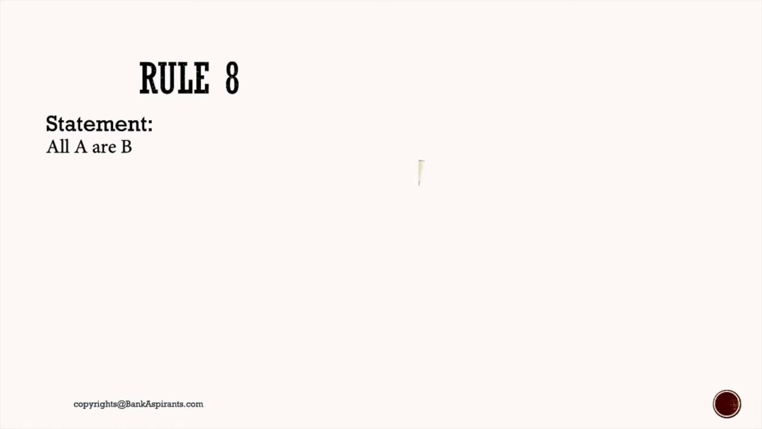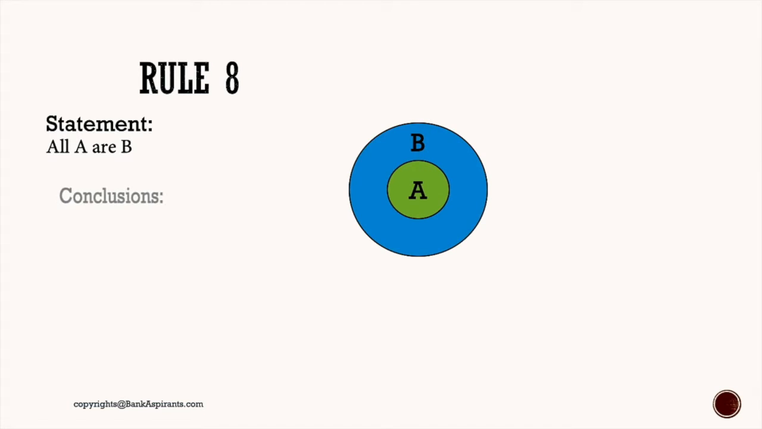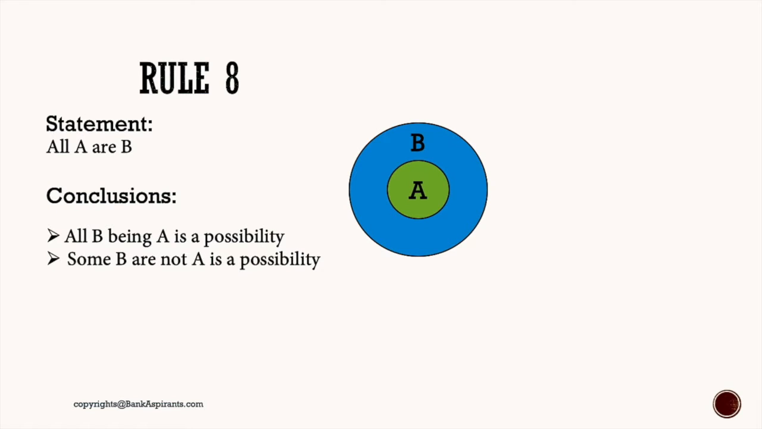All A is inside B. Very easy. So what are the possibility conclusions for this diagrammatic representation? All B being A is a possibility. Yes. Some B is not A is a possibility. Yes, it is also a possibility because only some part of B is inside A. Some part of B contains A, and some part of B is itself a B. So some B is not A is a possibility. It is true. Okay, it is very easy.